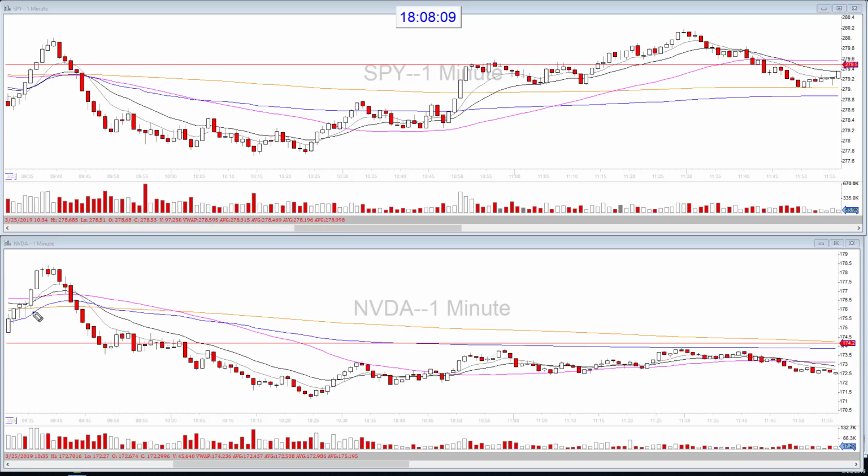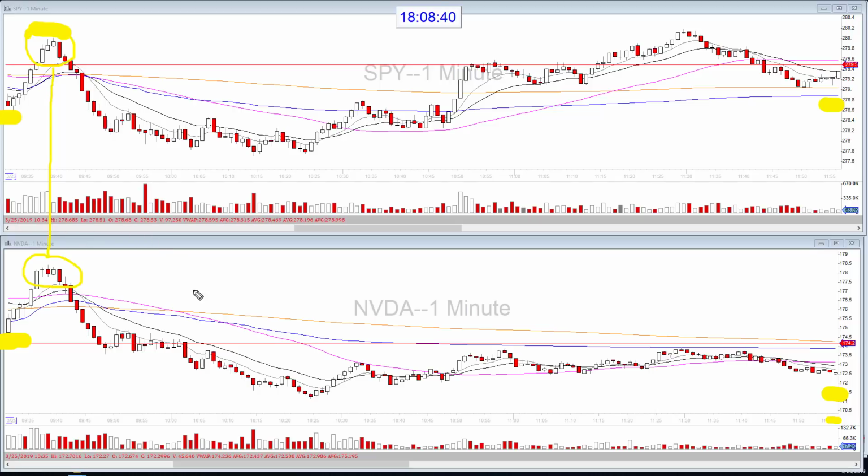So first we're going to look at NVIDIA. This is the open, okay? We've got the open of NVIDIA and the open of SPY, opening market, and at the end here it's 12 o'clock. So we've got the exact same time frames, and we're going to go through this wave by wave. We know that stocks move in waves, so let's mark these waves. We've got a top of a wave, consolidation on SPY, same thing on NVIDIA.